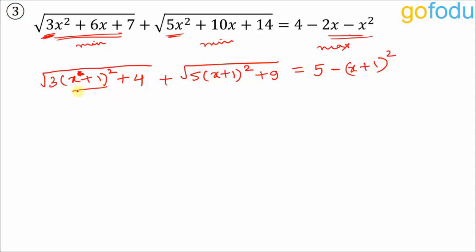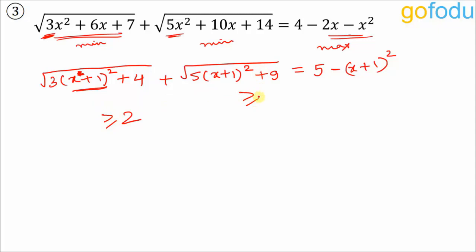So here the minimum value could be 0 at x is equal to minus 1. This whole term will become 0 and root of 4 will give us 2. This is the minimum value of this expression. Okay. So this whole expression will be greater than or equal to 2.